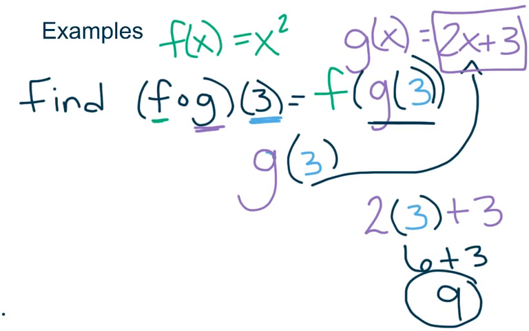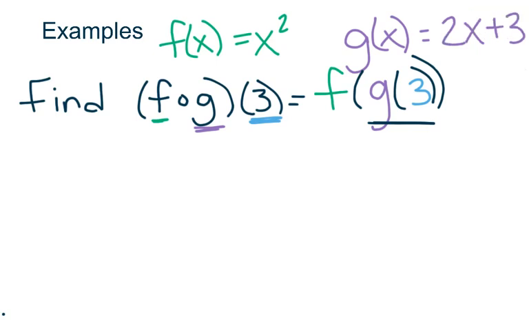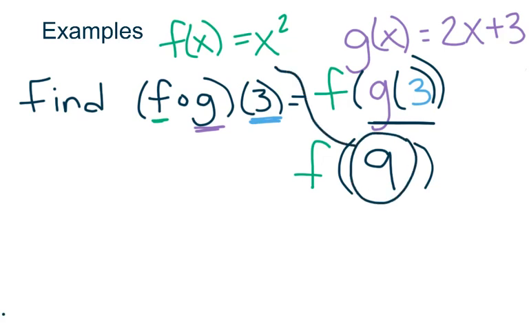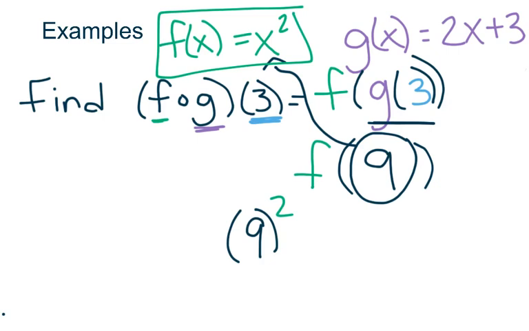Okay, so now I'm going to take the value I got for g of 3, which was 9, and I'm going to evaluate the outer function, the f function, for 9. So I'm going to take this 9 and replace the x with 9. So it's going to look like this: 9 squared. Because that's exactly what this says. Something squared. We know that x is now 9, so it's going to be 9 squared. And 9 squared is 81.